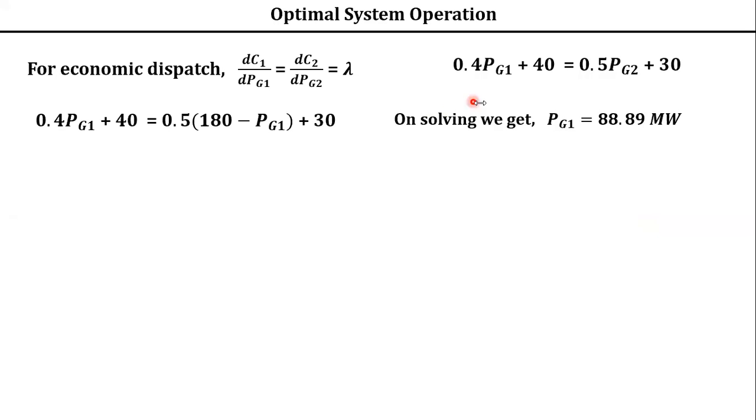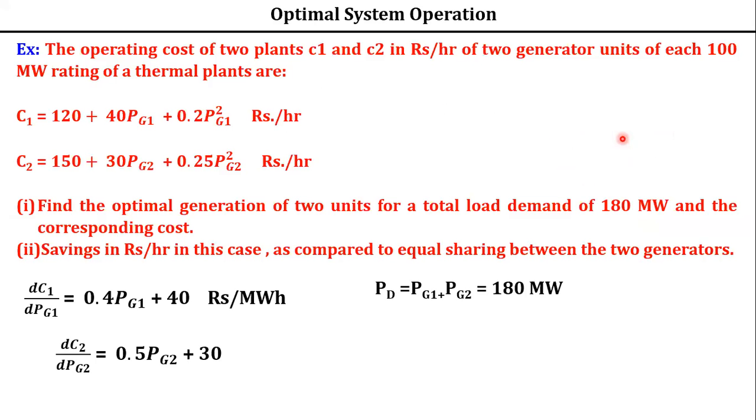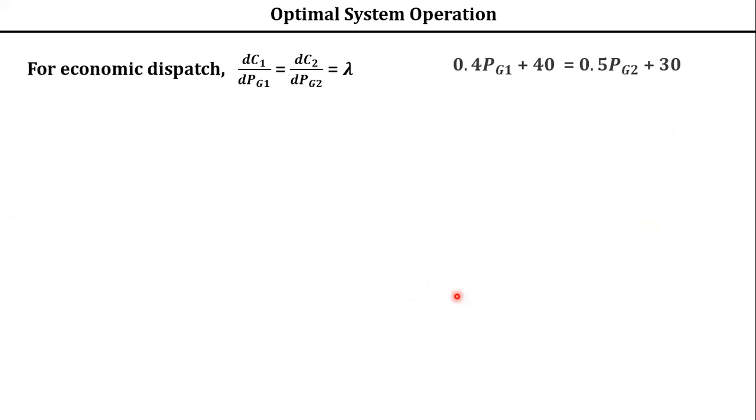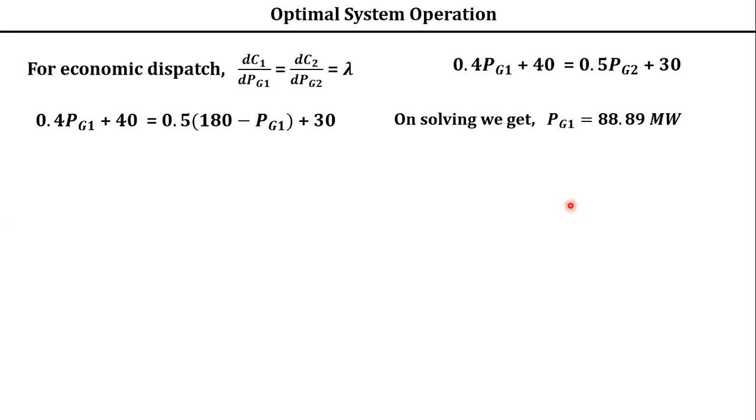So there is an equation, PG1 plus PG2 is equal to total load demand, isn't it? In that, PD is known, PG1 is known, substitute it, and you'll get PG2. So that is equal to 91.11. In this equation, you got the value of PG1, 88 point something. That you substitute, and you'll get PG2. That's simple. So you will get PG2 as 91.11 megawatt.